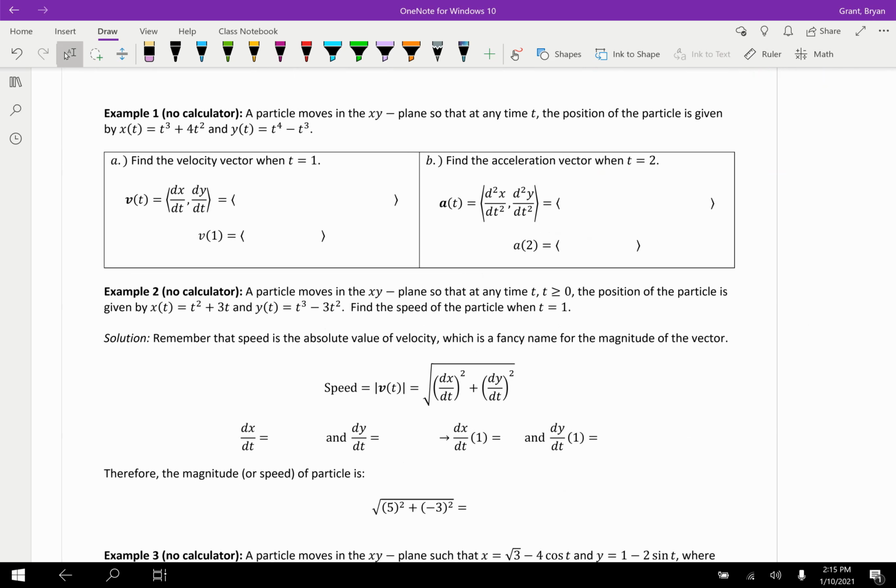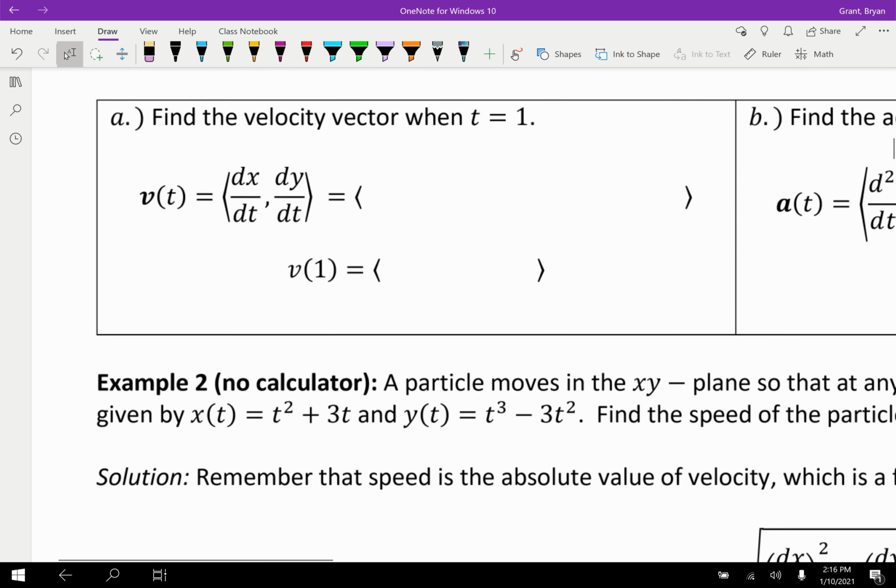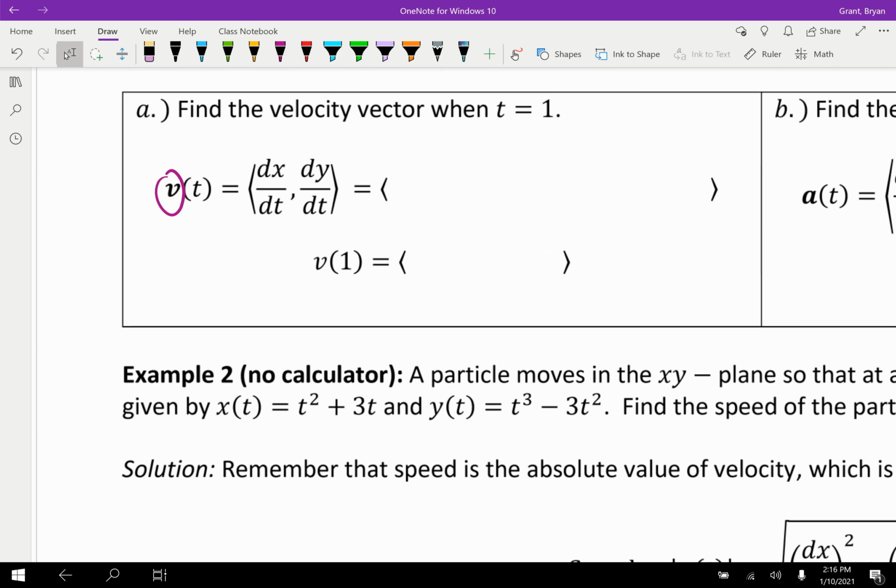Let's begin. A particle moves in the xy plane so that at any time t, the position of the particle is given by the x component and the y component put together. Find the velocity vector when t equals 1. Well, the vector, notice this bold again, the vector that describes the velocity, that shows what angle this is traveling at, just puts together the x component and the y component so that we can find the overall angled component.